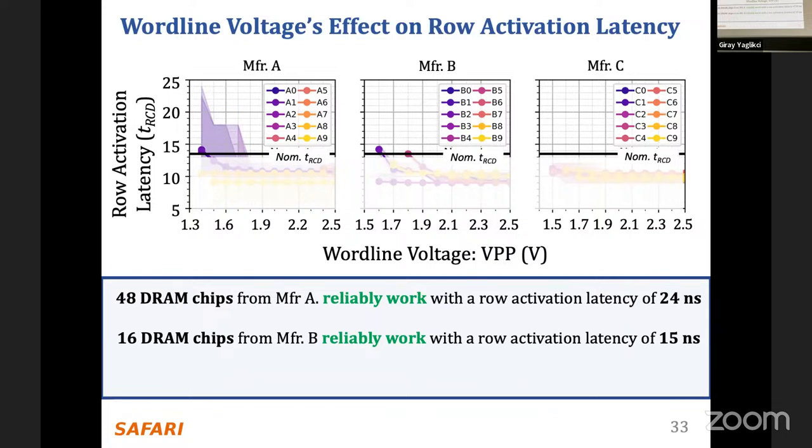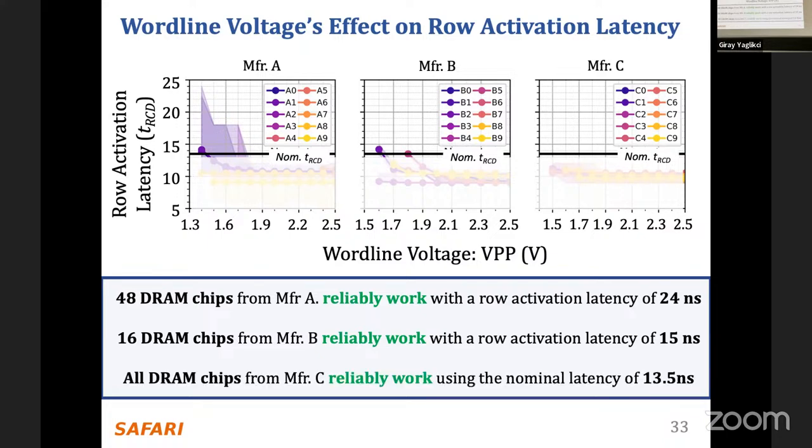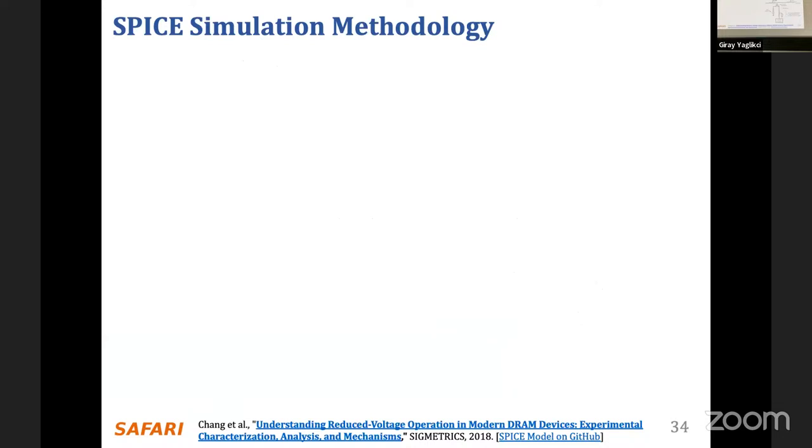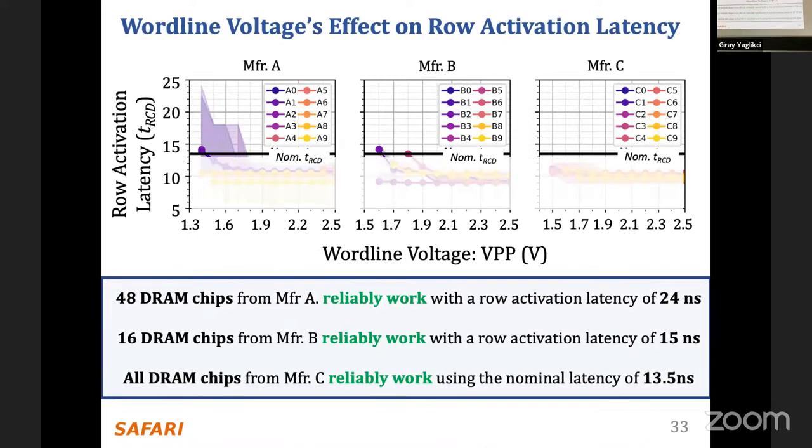We observe that 48 DRAM chips from Micron reliably work with a row activation latency of 24 nanoseconds. So the nominal is 13.5, right? Instead of 13.5, if you apply 24 nanoseconds, meaning that you will access data a little bit later, you can make it work reliably. And 16 DRAM chips from Samsung, these two points over there, can work with a latency of 15 nanoseconds, so you don't have to increase it that much in the Samsung case. And in the Hynix case, you don't need to change anything. Everything is under nominal latency, so it just works.